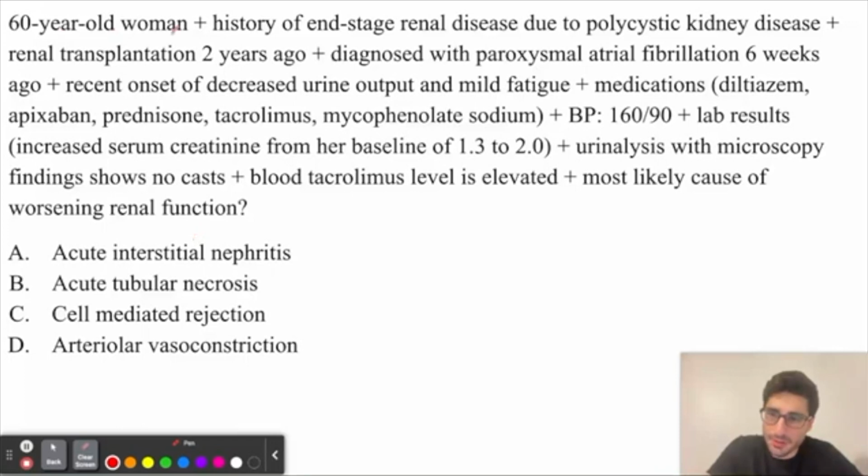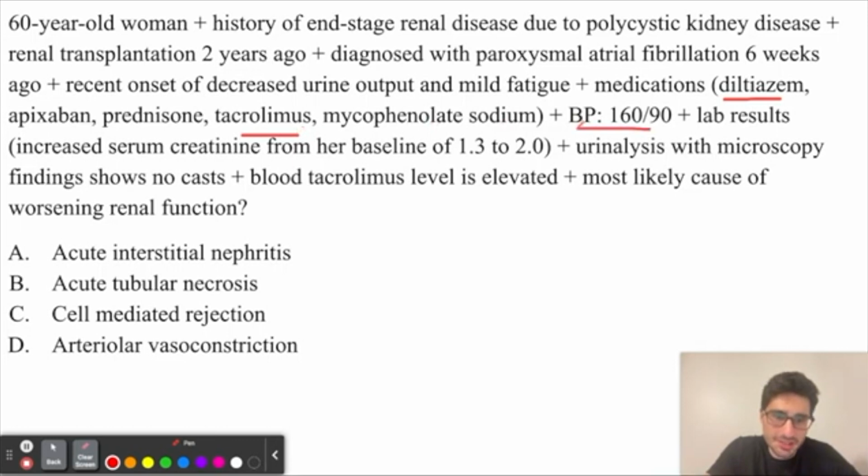In this question, we have a 60-year-old woman. She has a history of end-stage renal disease due to polycystic kidney disease. She's had a renal transplantation 2 years ago. She was diagnosed with paroxysmal atrial fibrillation 6 weeks ago. She has had a recent onset of decreased urine output and mild fatigue. Her medications include diltiazem, apixaban, prednisone, tacrolimus, mycophenolate sodium.